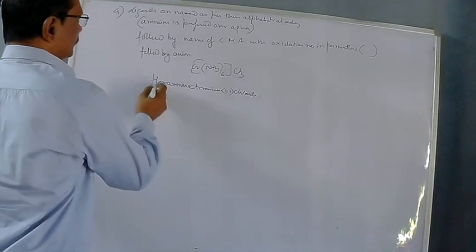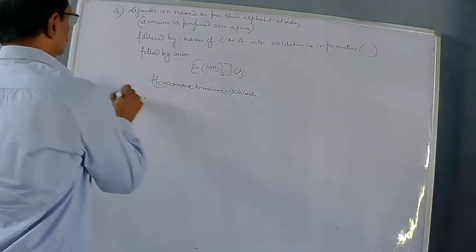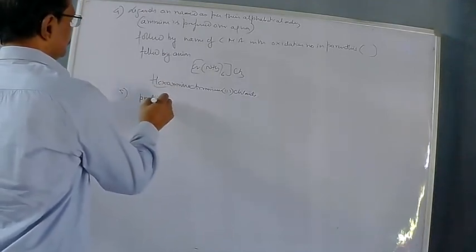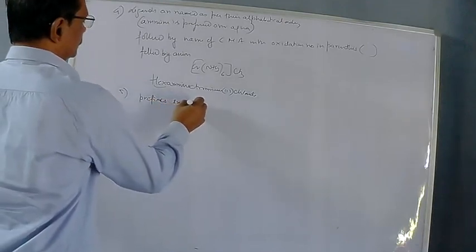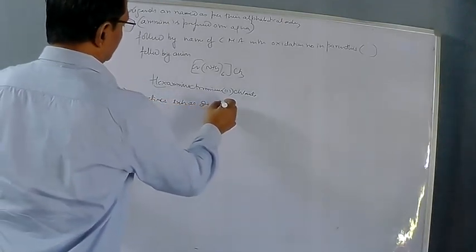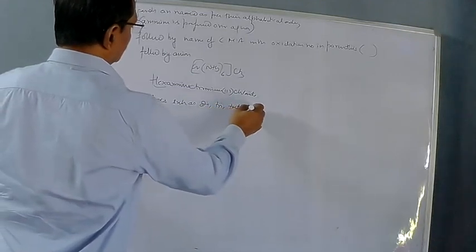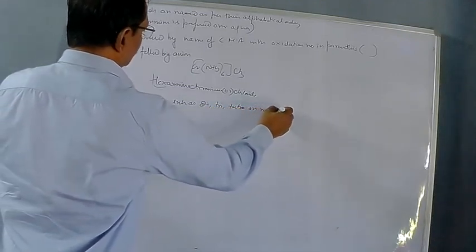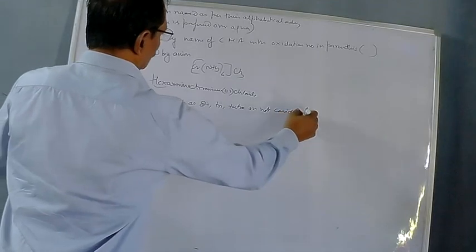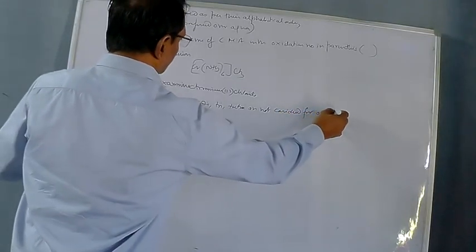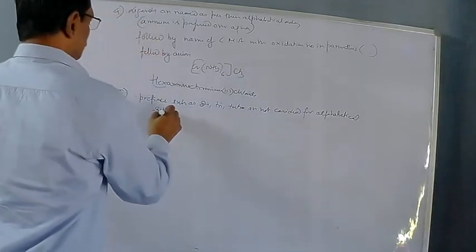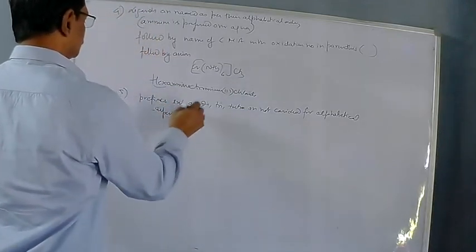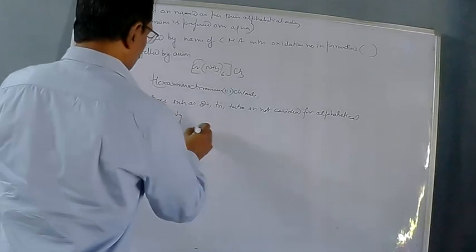See this hexa, this is a prefix. Prefixes such as di, tri, tetra are not considered for alphabetical superiority. Let us take one more example.